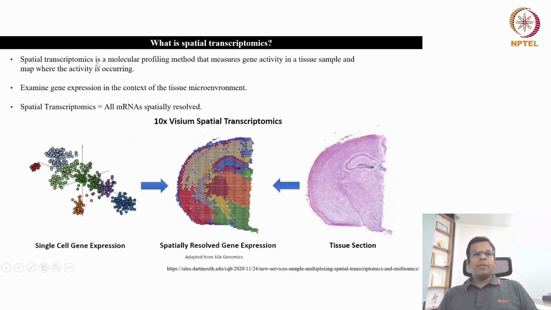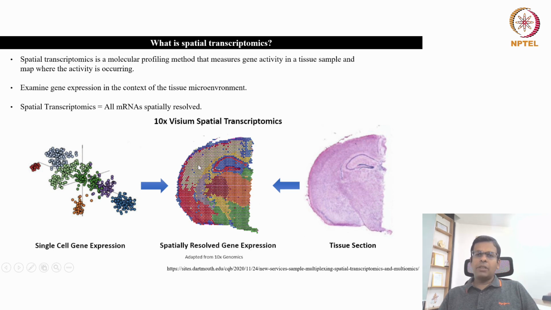So spatial transcriptomics is a molecular profiling method that measures gene activity in a tissue sample and maps where the activity is occurring. It examines the gene expression in the context of the tissue microenvironment. Let's say this is a tissue sample, and in different areas of this tissue, one gene has a different expression level. Using spatial transcriptomics platforms, you can quantify that.